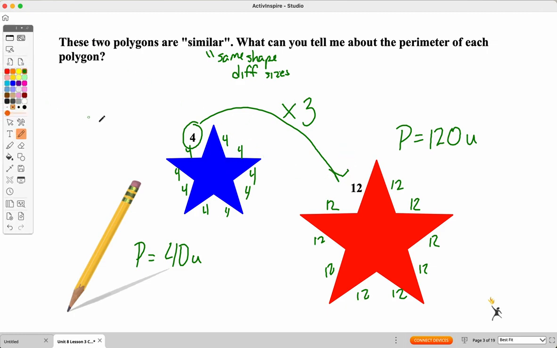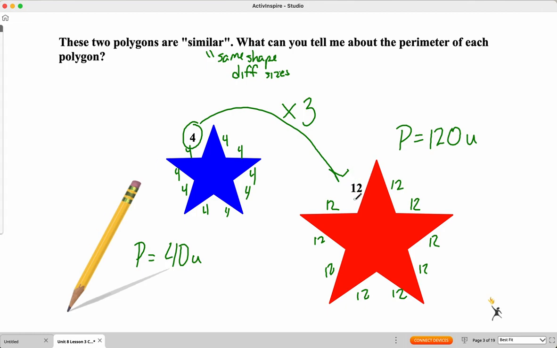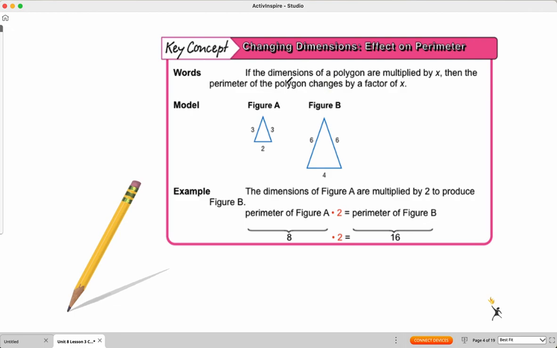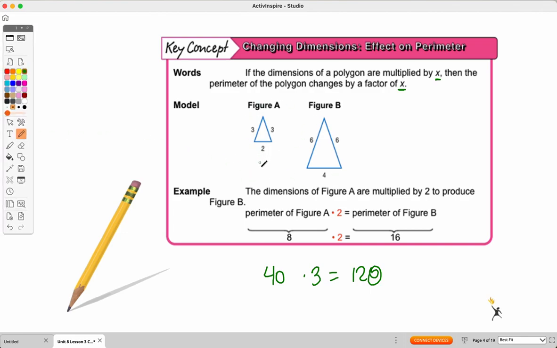Okay? So if one side is 3 times bigger than the other side and they're the same shape, then the entire thing, the relationship is going to be 3 times bigger for the perimeter. And that's exactly what this says. If the dimensions of a polygon are multiplied by a number x, then the perimeter of the polygon is multiplied by that same amount. So if I take the perimeter of figure A, so in our case before it was 40, times 3, that gives me the perimeter of figure B, which is exactly what we figured out on our last paper. And that's exactly what's true on this paper too.